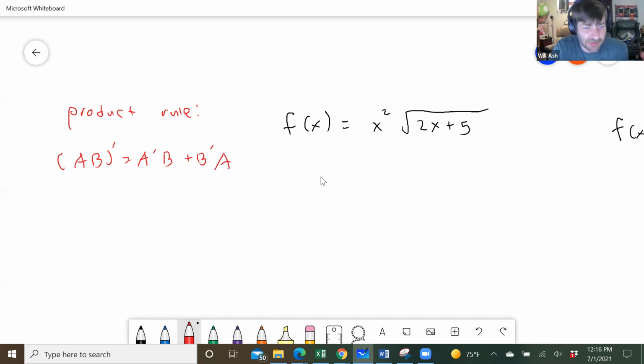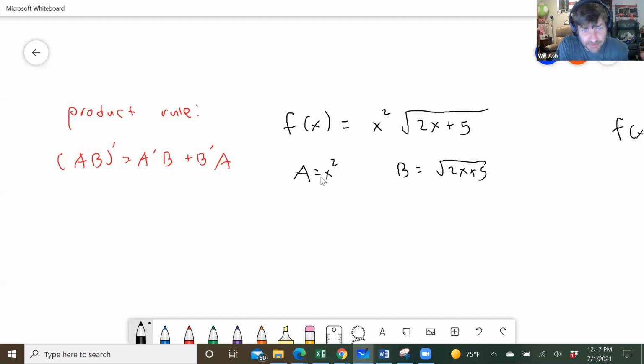So you have two functions being multiplied together. You want to find the derivative. It's the first derivative of the first times the second plus the derivative of the second times the first. Okay, so what I'm going to do is identify, I'm going to call one of these A and the other one B. All right, so what I did over here was I let A be x squared and B is square root 2x plus 5.